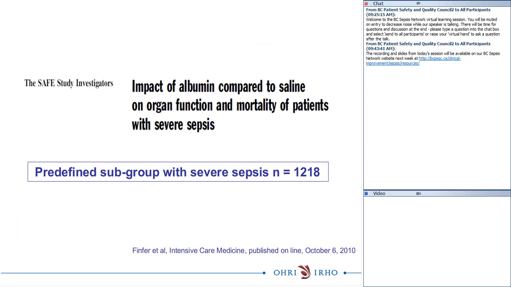Okay, but let's get back to sepsis, because that's what we're talking about today. They also did a predefined subgroup analysis of patients with severe sepsis from the SAFE trial, and this included 1,218 patients.